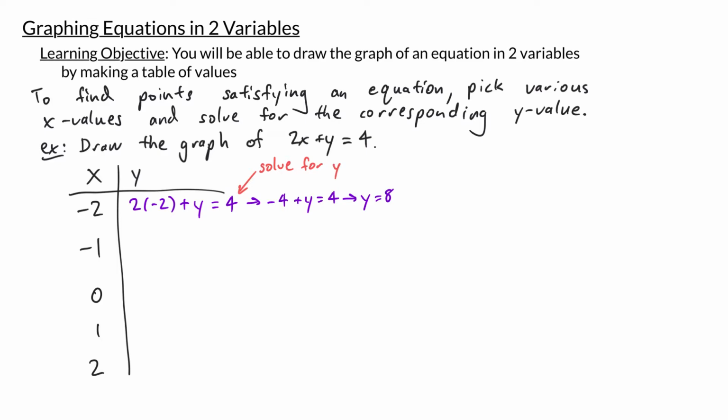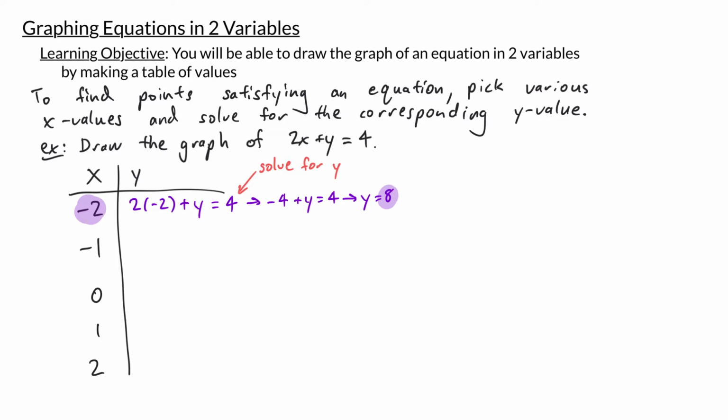This means that when x is -2, y has to be 8 in order for this equation to be satisfied, which means the point -2, 8 is a point that is on the graph of the equation 2x plus y equals 4. Now that we have one point, we'll just keep going down our list to find more points that will be on the graph of our equation.